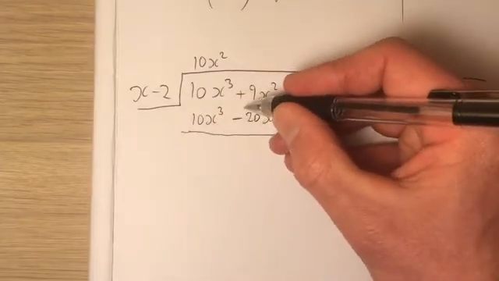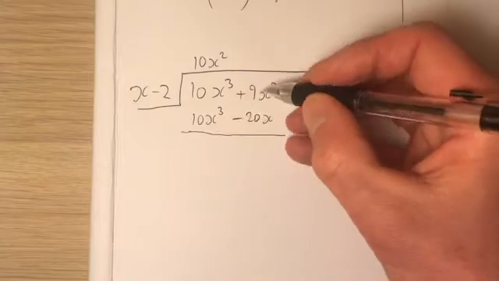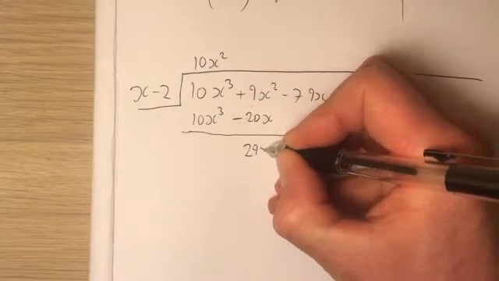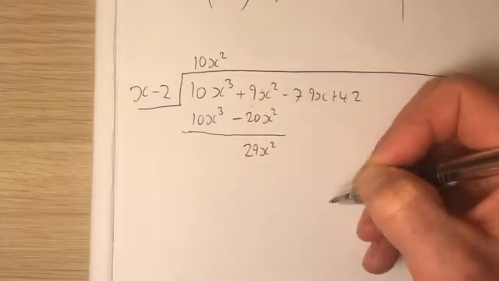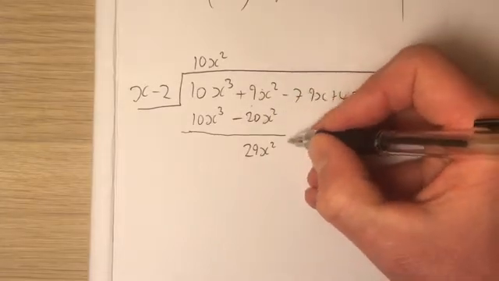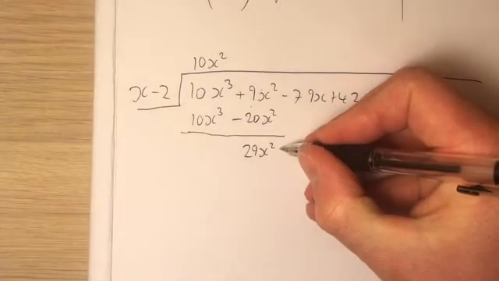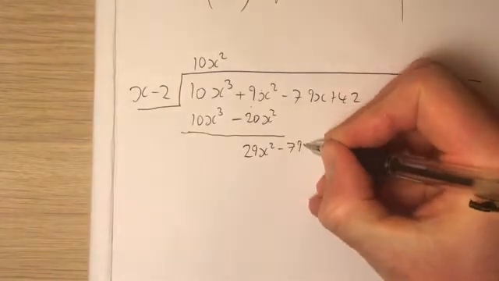10 take away 10 is 0. 9 take away negative 20 is 29x squared. Okay, and I'm going to bring down the rest of it here. So let's bring it down to keep it simple. So take away 79x.